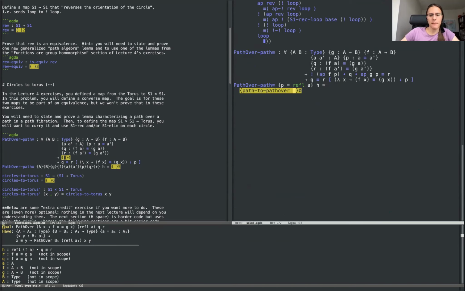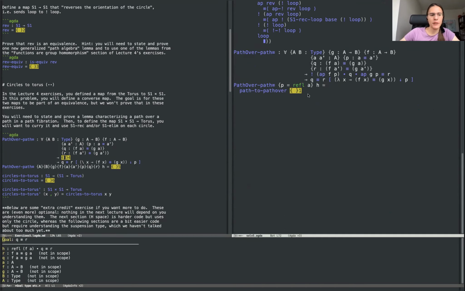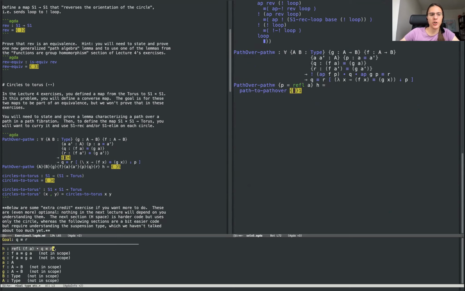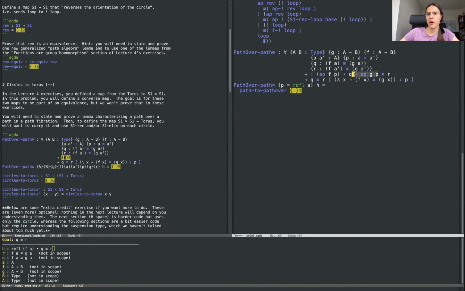And so this is going to construct a path over reflexivity. And then if we look at what the type of H is, the type of H got reduced. It used to be this complicated expression, but when P became reflexivity, this part computed away and this part just became an identity law.